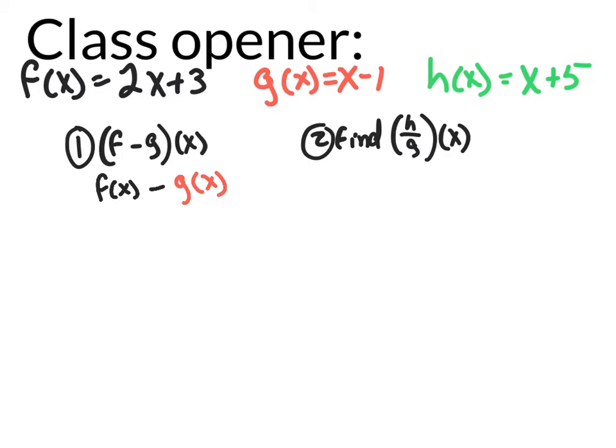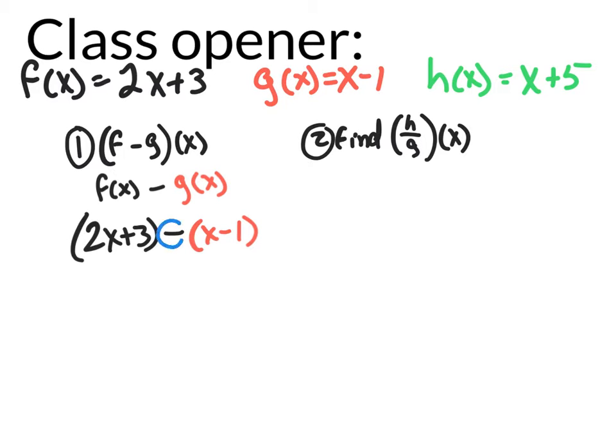So the f of x function is really the 2x plus 3, and you can put that in parentheses if you want. And the g of x function is x minus 1. And of course we are subtracting both of these. It's important that we use parentheses, that way we remember to distribute the minus sign right there and right there.